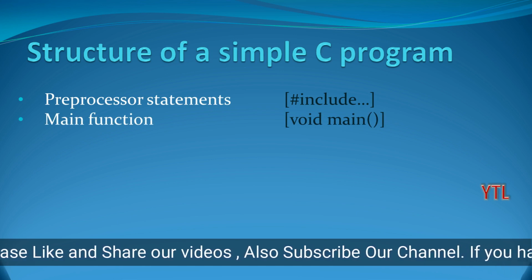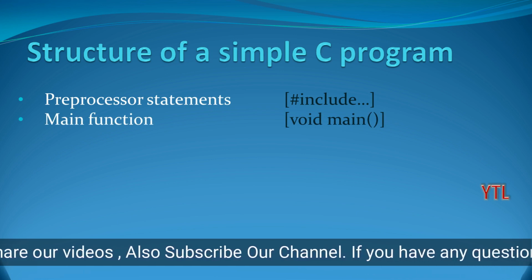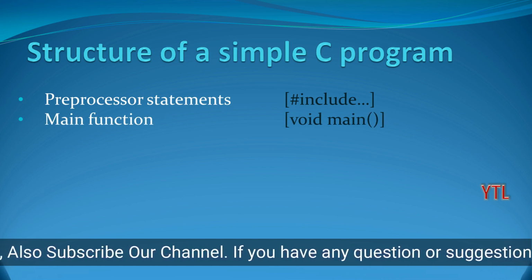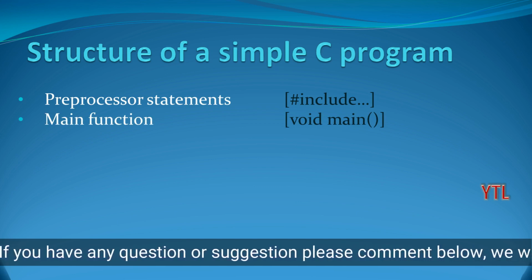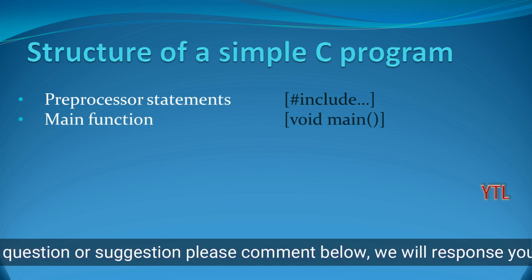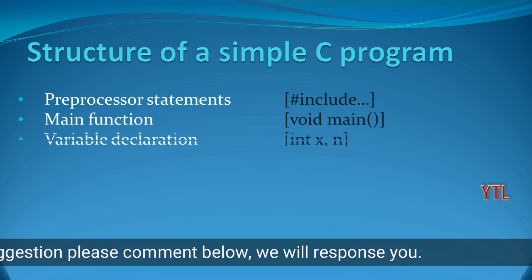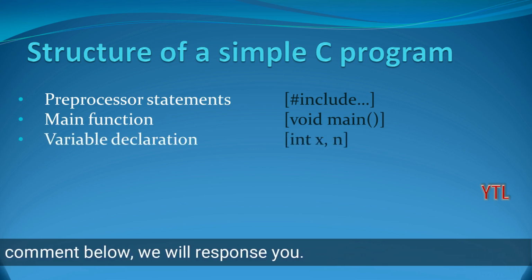Next we write the main function. In C programs, we usually write void main. If you like, you can write int main or simply main, and at last you can say return 0. It's your choice. After the main function, we open a brace and we declare the variables at first within the main function.